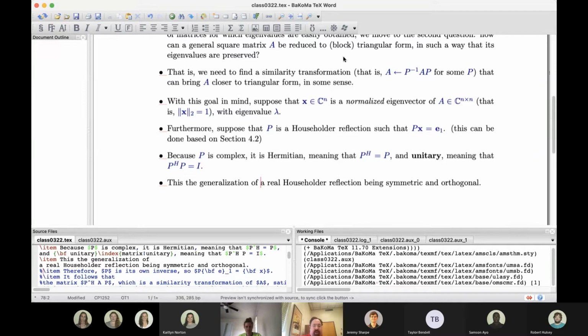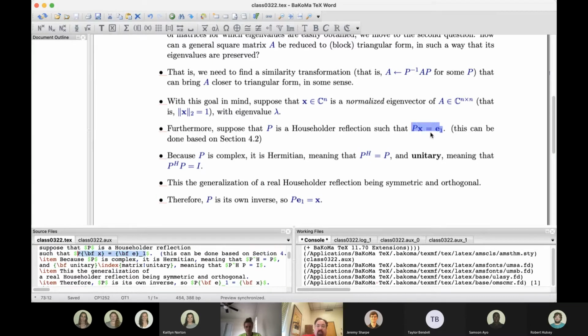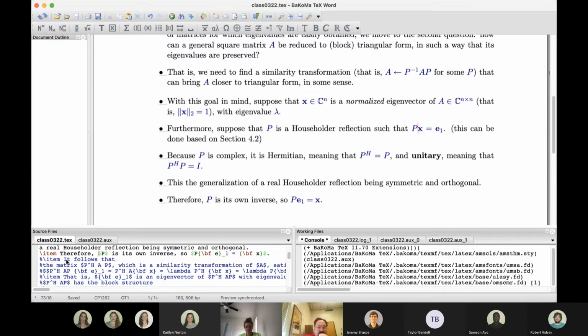Now, one thing that came out of a discussion of Householder reflections is that a Householder reflection is its own inverse. So not only is P times x equal to e1, but P times e1 is equal to x. You can get this from multiplying both sides of this equation by P inverse, which is P. So now what can we do with this?